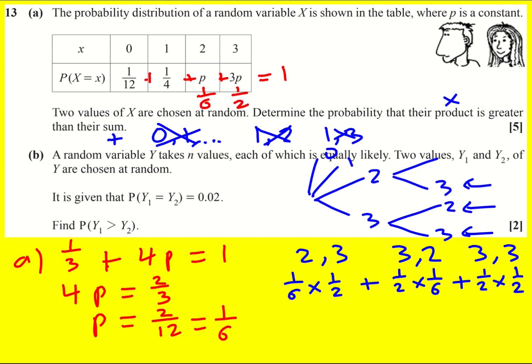And then we need to figure out this answer. So actually I'm going to do this without a calculator. It's going to be 1/12 plus 1/12 plus a quarter, which is actually 3/12. So overall, I'm going to get 5/12. That is my final answer.